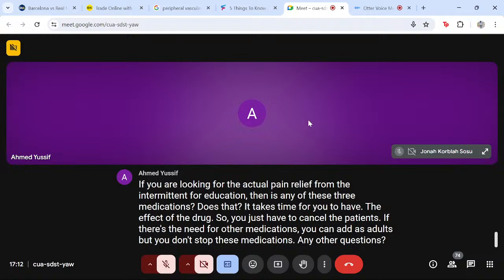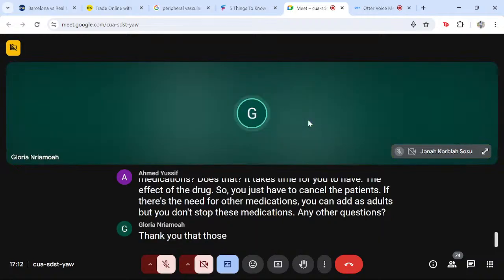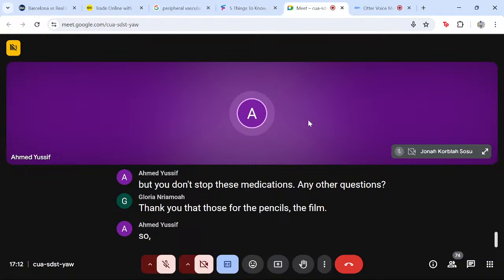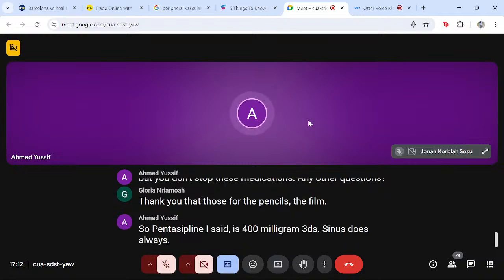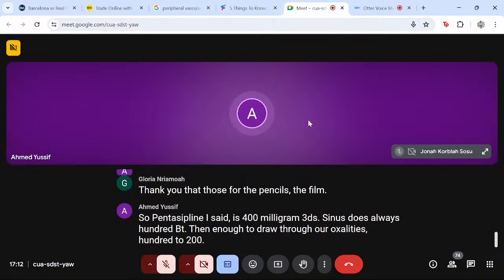Plus, you didn't give the dose for the pentoxifylline. So pentoxifylline, I said, is 400 milligrams TDS. Cilostazol is 100 BD. Then naftidrofuryl oxalate is 100 to 200 TDS.